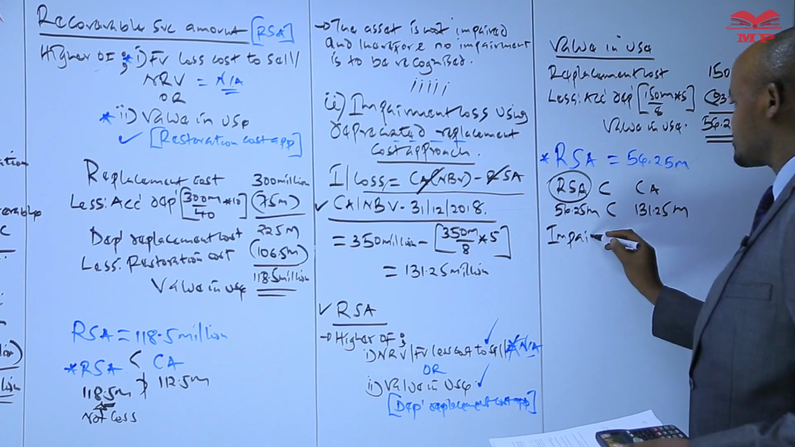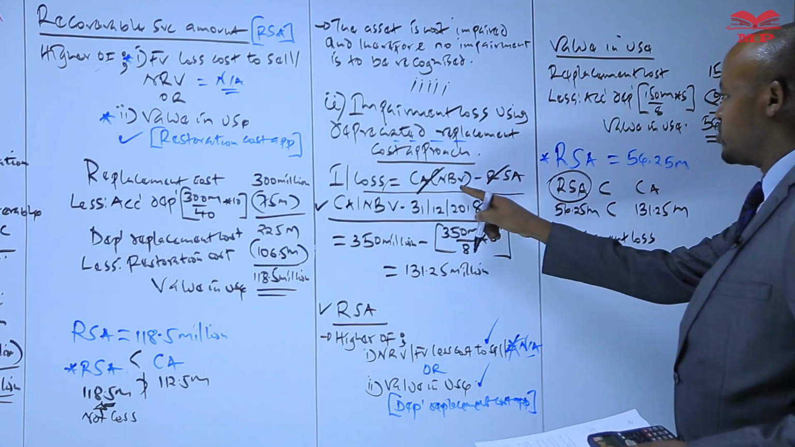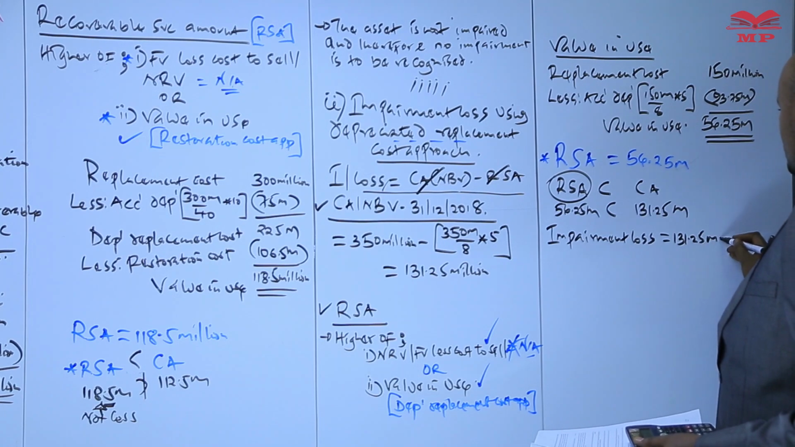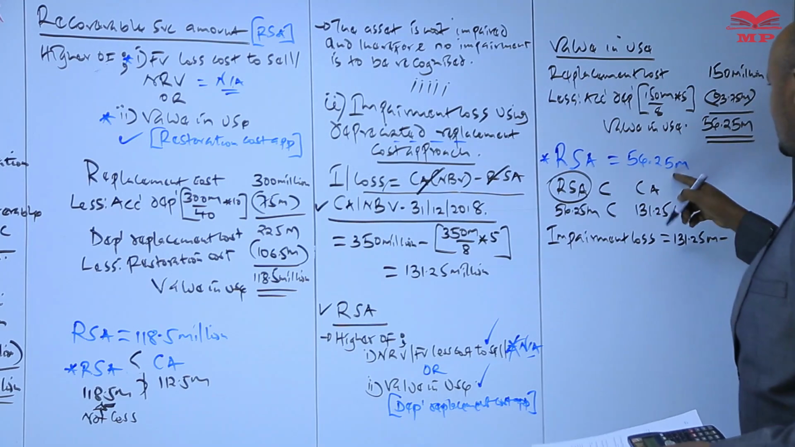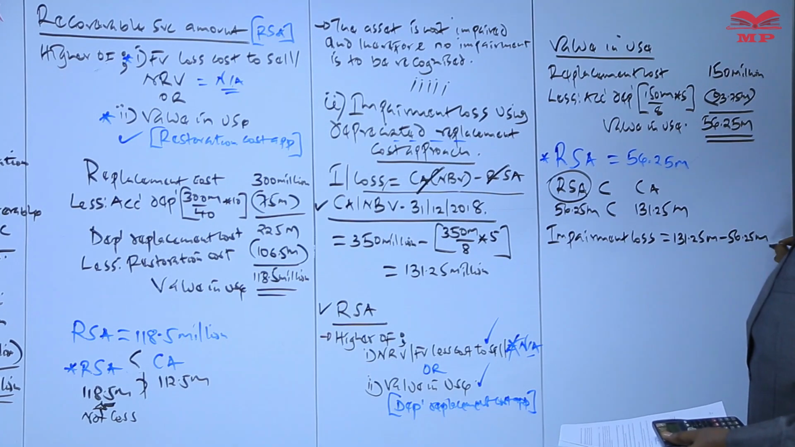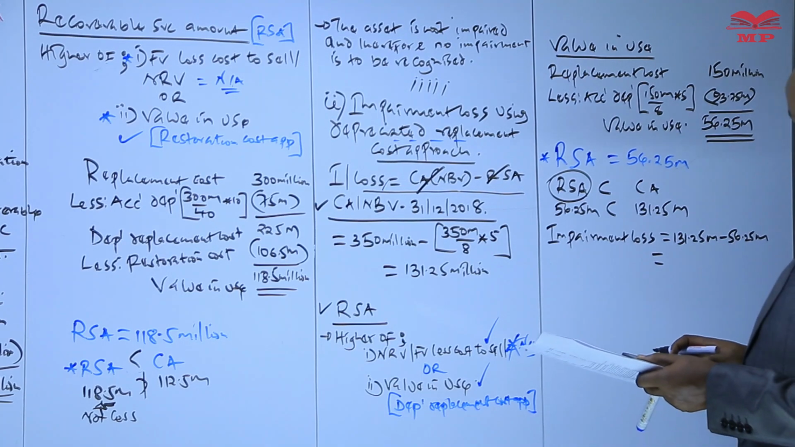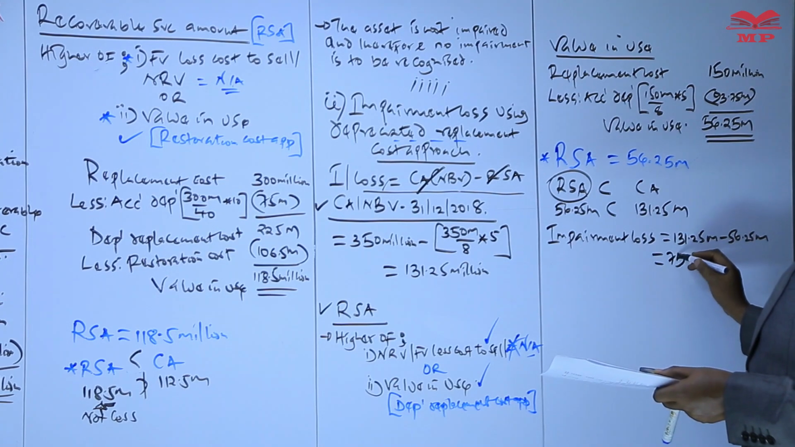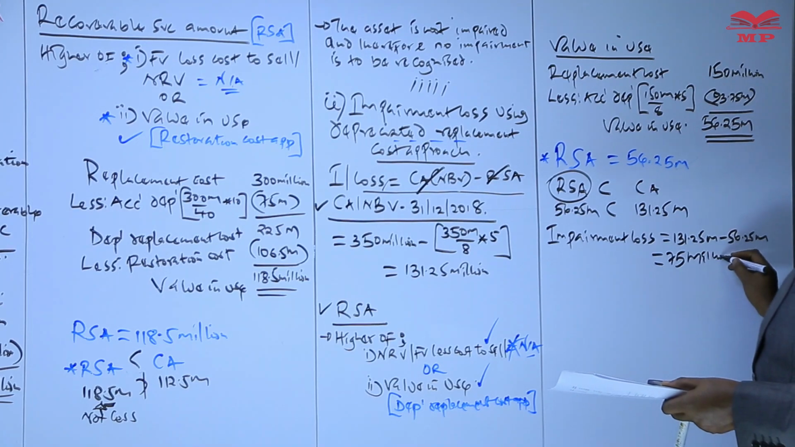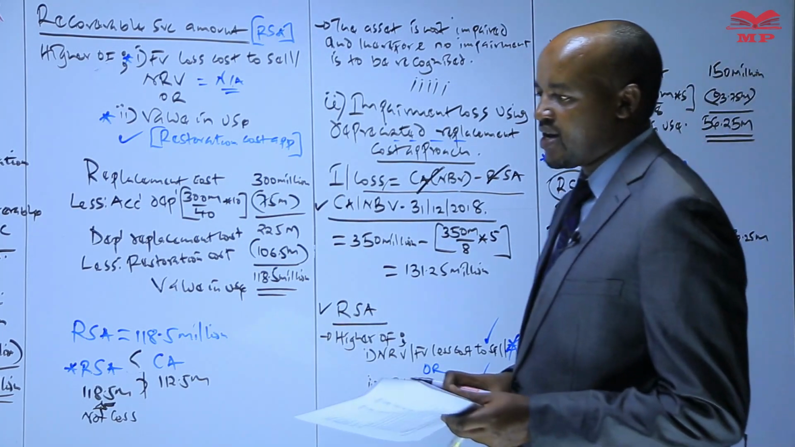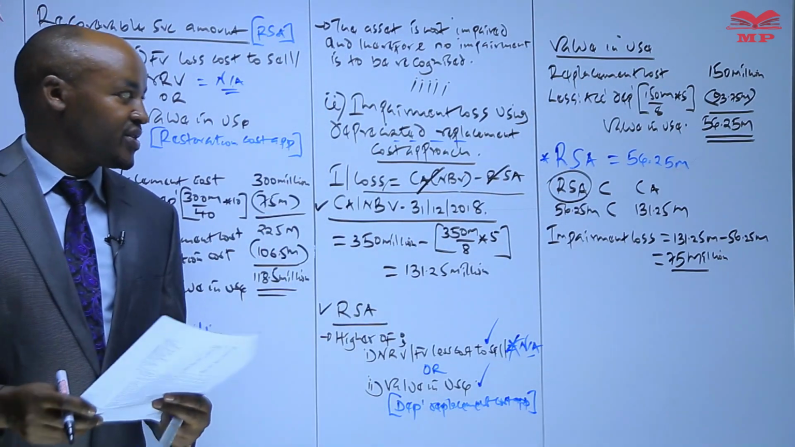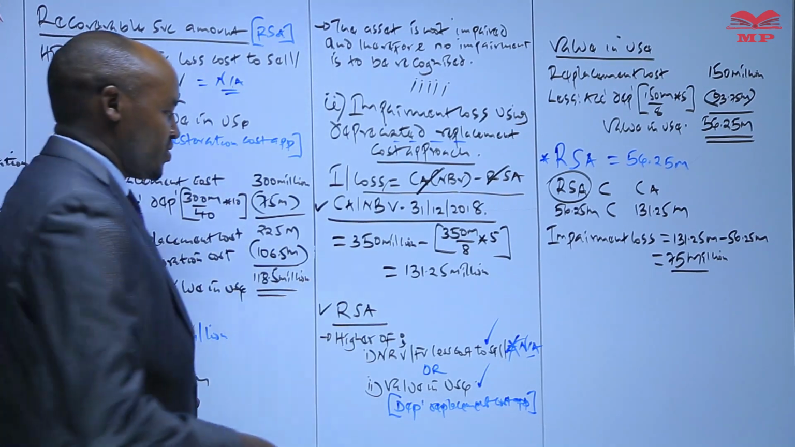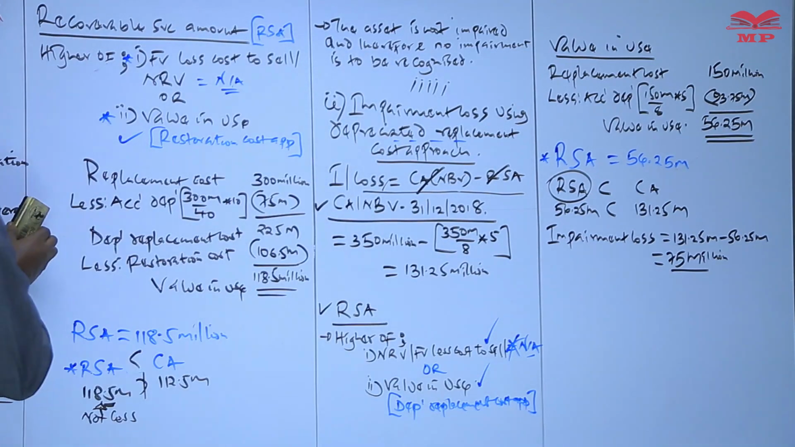So the impairment loss is equal to the carrying amount, which you already have here, 131.25 million, minus the recoverable service amount, which we have here, 56.25 million. And we get the difference, which will be 75 million. So that is the impairment loss, and how we determine it using that approach, which is known as the depreciated replacement cost. I want us to look at the last illustration.